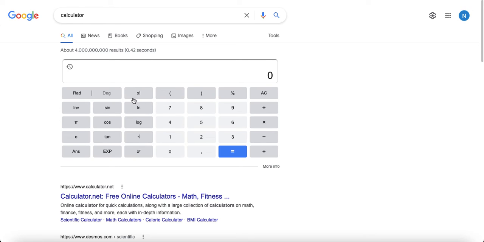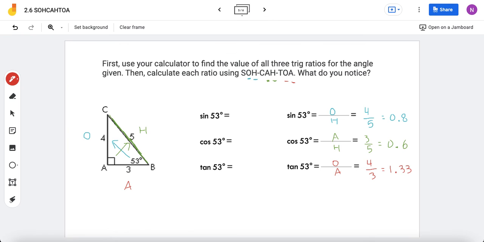So let's start. So sine of 53 degrees. When we're doing this, we want to make sure we're in degree mode. So I'm just going to click on this here to make sure that we're in degree mode. And then we're just going to put in sine 53 equals, and that's equal to about 0.8. Right, so using our calculator, we can see sine of 53 degrees is equal to 0.8.